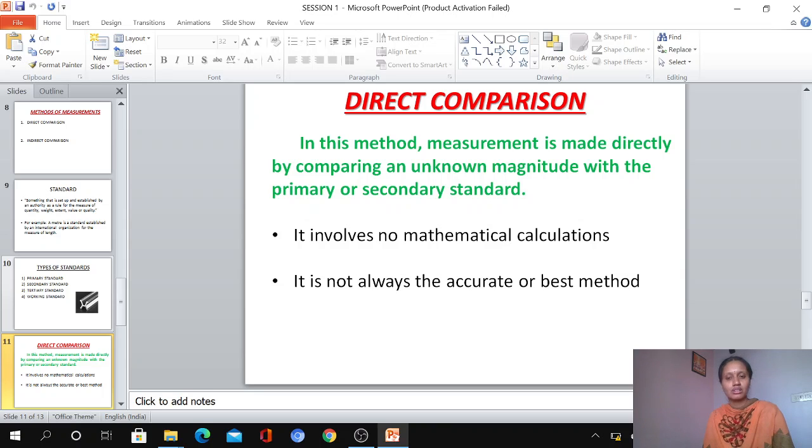The direct comparison depends upon the human sensing. If he takes the measurement accurately, it will give accurate results. If he has some mental or physical conditions that are not good, if he has some problems, he may not take it correctly. So it is not always the accurate or best method to follow.